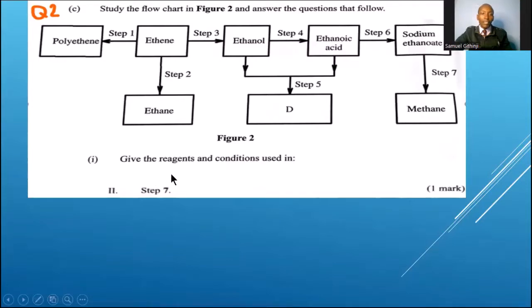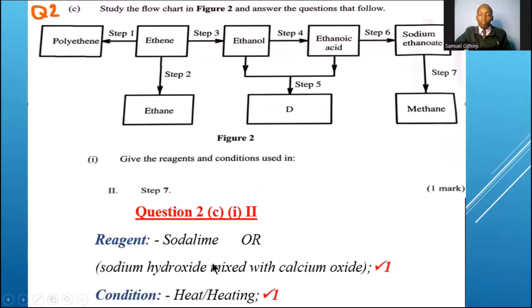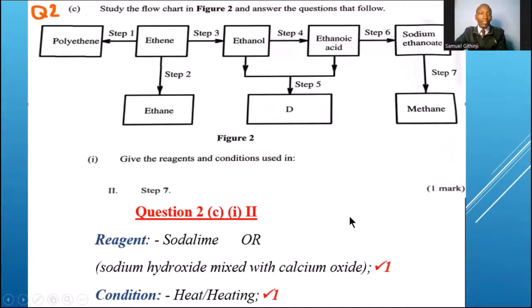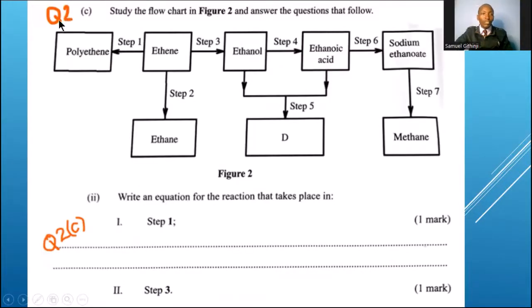Look at that one, the reagents and condition necessary for step 7. Let's see step 7. Here it is, sodium ethanoate becoming methane. So this one you need soda lime, or rather you can say it's a mixture of sodium hydroxide and calcium oxide. The condition necessary there is heating, not warming. My student, you should know it is heating. Good. We are done with C Roman 1, part 1 and 2. We move on to question 2C, Roman 2.